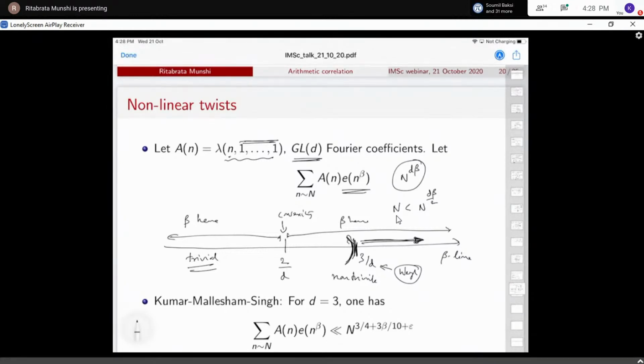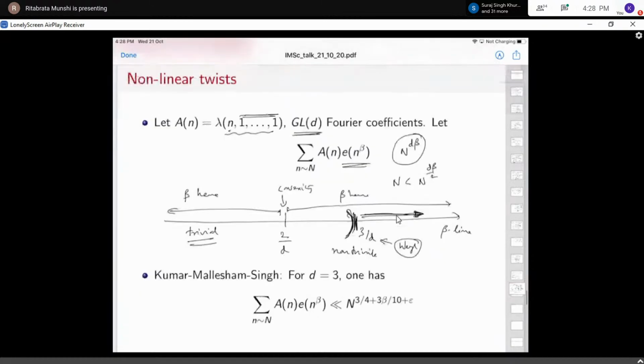For GL3, we do not know that much, but there is a recent result due to my student and postdocs and my former postdoc. And they get a non-trivial result for d equal to 3. So their beta goes up to 3/4 plus 3 beta by 10. So this is the bound. So you get a non-trivial bound for beta less than 5 by 6. Okay. And so 5 by 6 I'm sure is somewhere over here. If d equals 3, then it is 2/3. And they improve the trivial bound to a non-trivial bound. And here they use the same trick and the method that I applied in my proof of p-aspect convexity for GL3 L-functions.